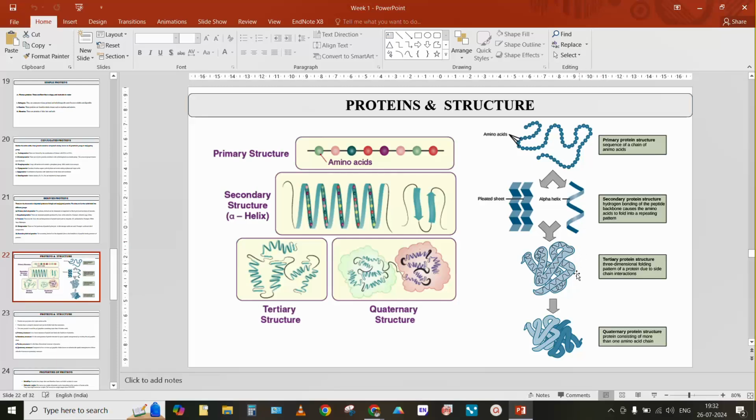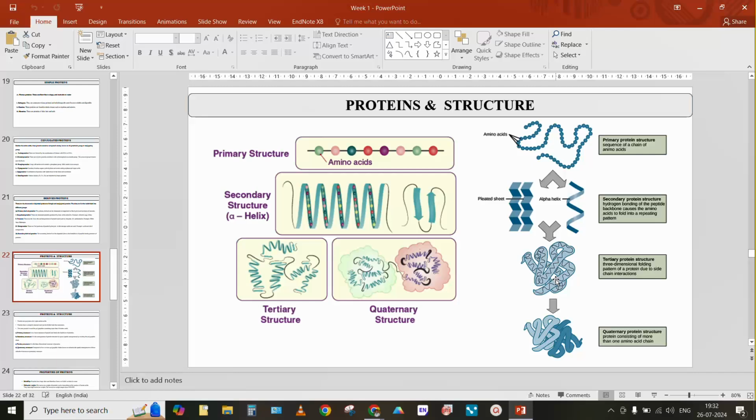So the next is tertiary protein structure. As you can see, there is a 3D folding pattern of a protein due to side chain interaction. The tertiary structure will have a single polypeptide backbone consisting of one or more secondary structures. It can be defined by atomic coordinates and it is stabilized with the help of both covalent and non-covalent bonding.